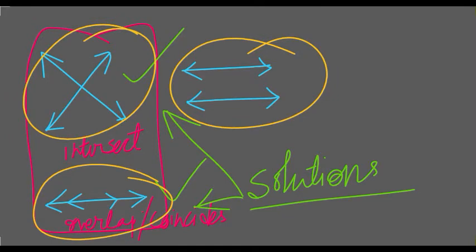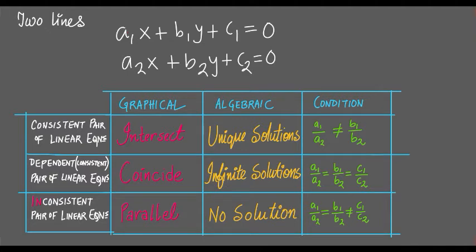Let us look into a table which will give us a gist of all the conditions: the graphical representation, the algebraic representation, and the conditions that the coefficients satisfy for the pair of linear equations in two variables. So two lines, a1x plus b1y plus c1 equal to 0, one line, and the other line a2x plus b2y plus c2 equal to 0, are a consistent pair of linear equations if graphically the lines intersect, or algebraically the lines have a unique solution. That is, after solving we get one and only one solution, or one value of x and y which satisfies both the equations, or the condition of the coefficients.